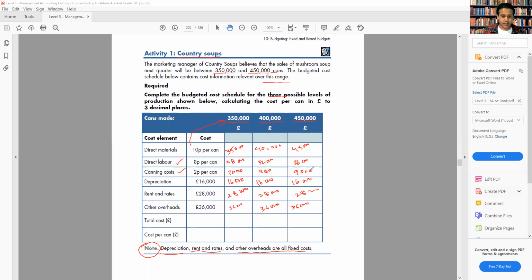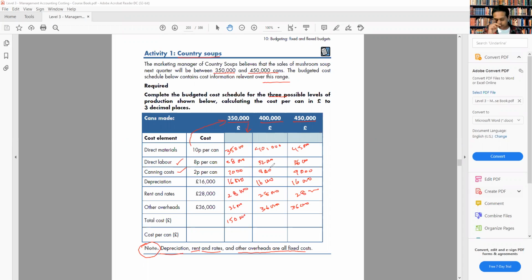It's very simple, you can see. Now we have to make the total cost. Can you make the total for this 350 first? So 35,000 plus 28,000 plus 7,000 plus 16,000 plus 28,000 plus 36,000. So 150,000. Very well done.